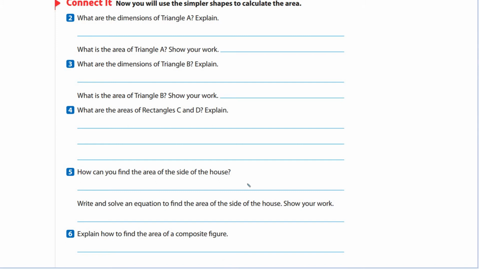What are the dimensions of triangle A? Explain your answer. What is the area of triangle A? Please show your work. What are the dimensions of triangle B? Again, explain your answer. And what is the area of triangle B? Please show your work. What are the areas of rectangles C and D? Again, explain your answer. How can you find the area of the side of the house? Write and solve an equation to find the area of the side of the house, and please show your work. And the last question, explain how to find the area of a composite figure.